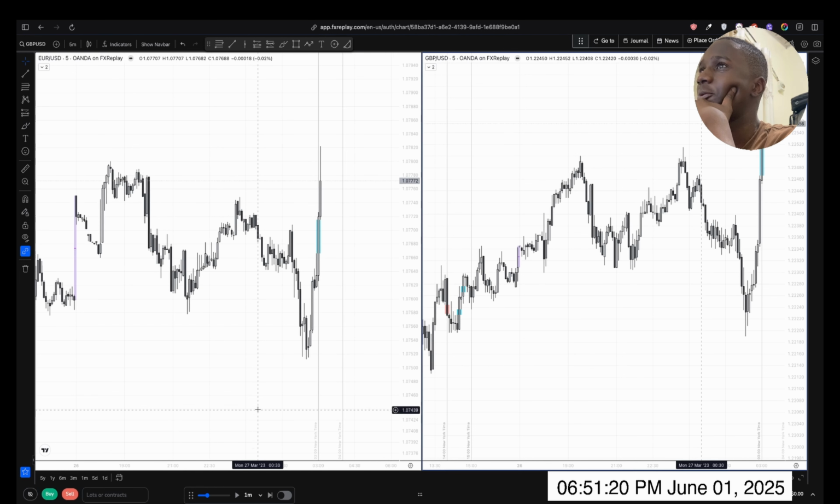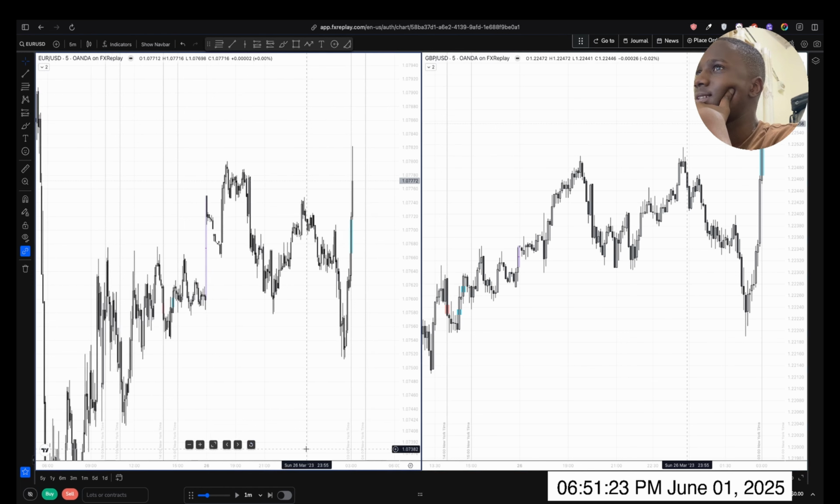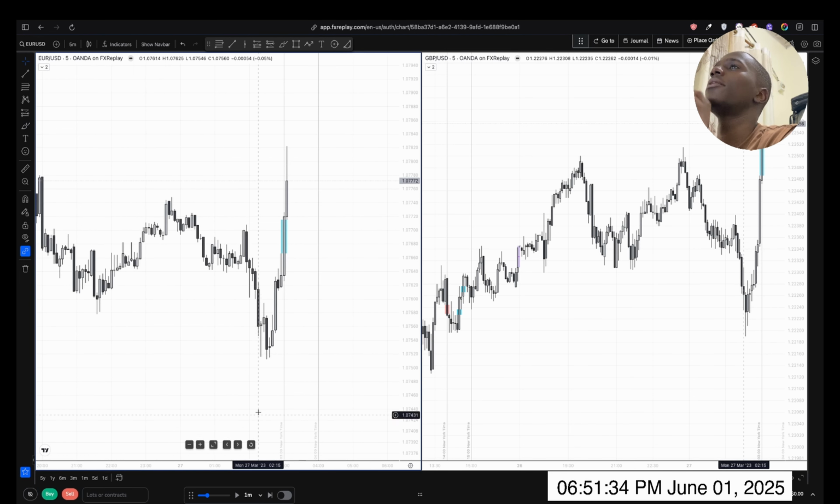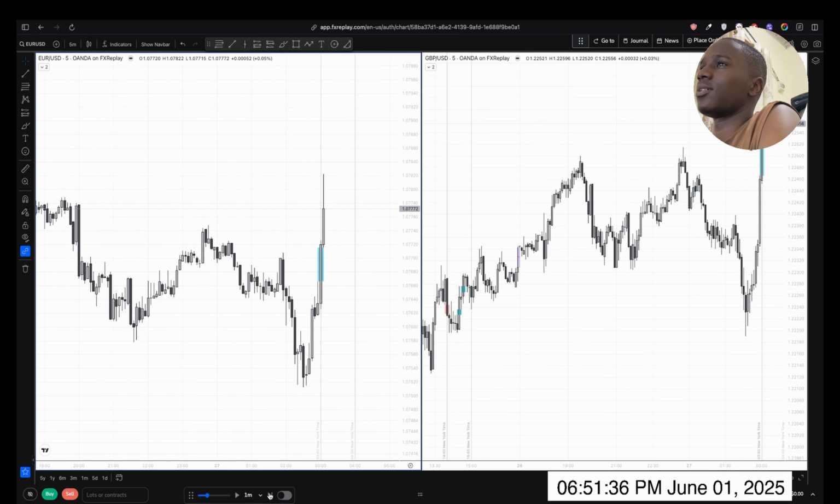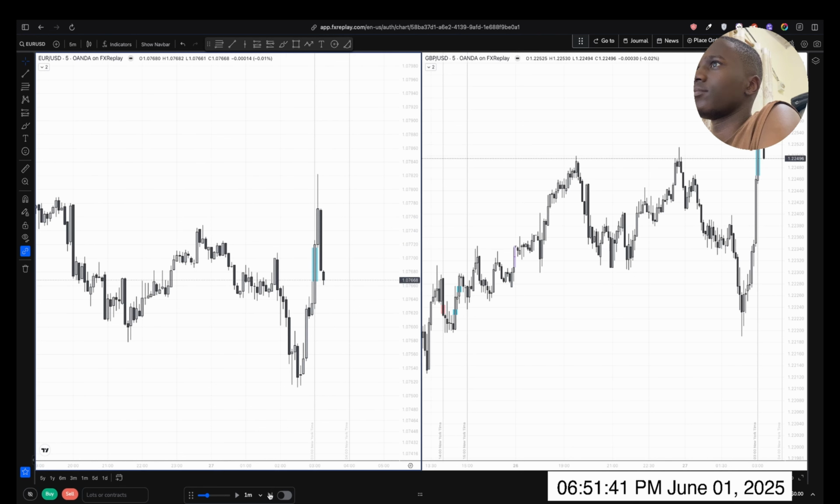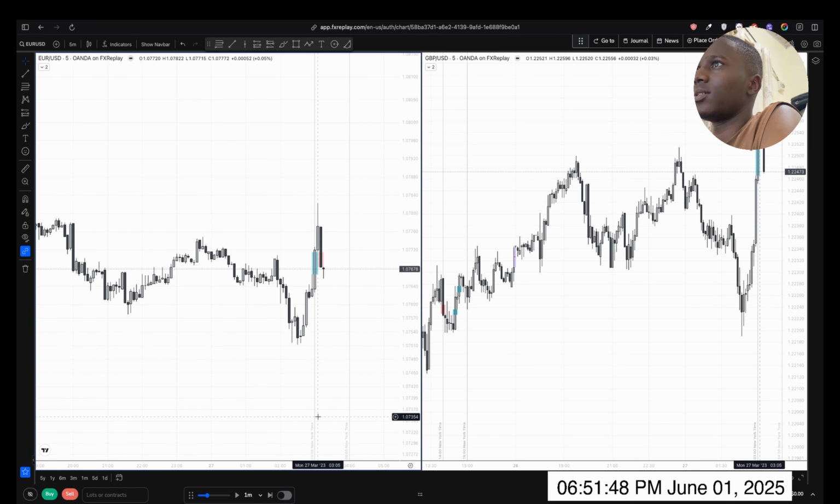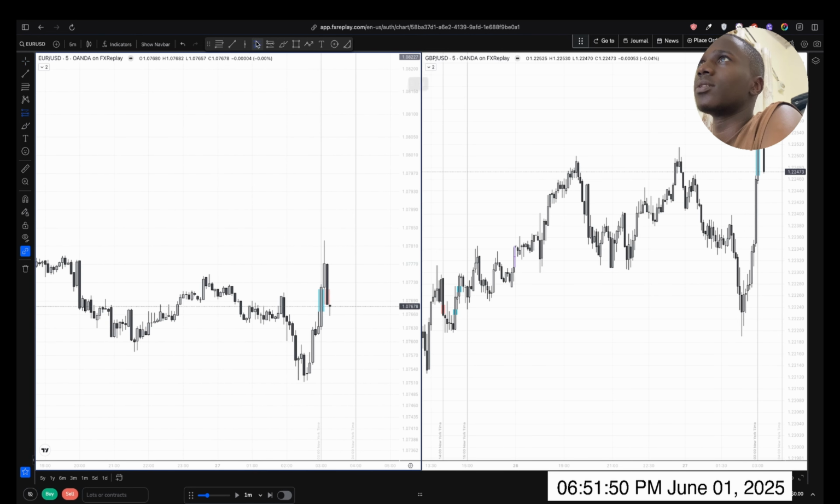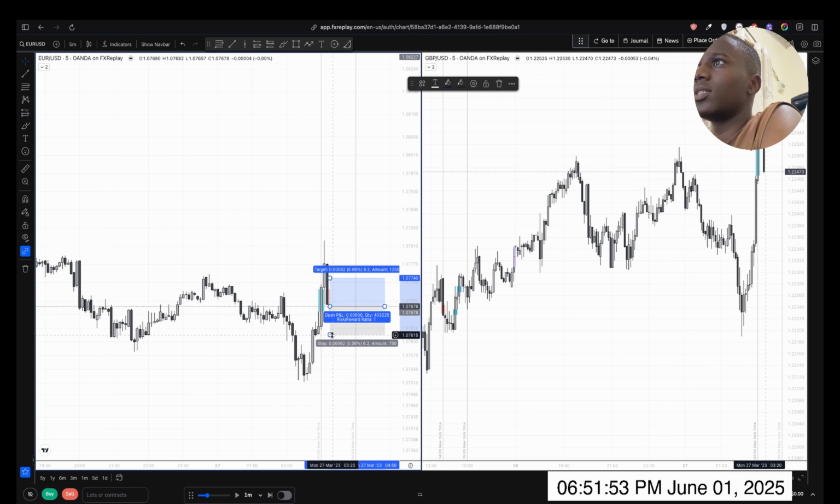So here we can treat the continuation. Taking out these lows, shifted here, and then the fair value gap at the shift is this one. So if we can trace to this gap without any signs of reversal, then we would look for longs as continuations. It looks like the gap is being respected somehow. So we can look for a small long right here.